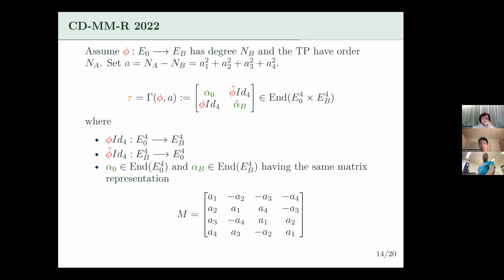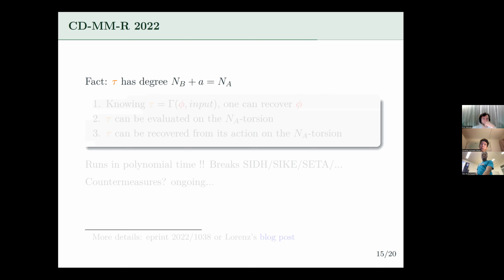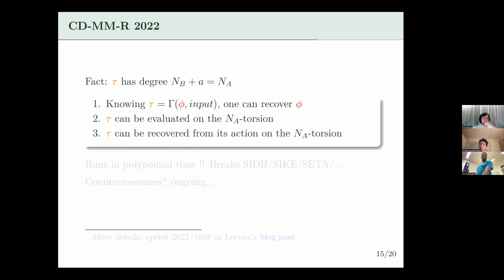Phi and phi dual, you know its action on the NA torsion, so you can also evaluate that diagonal isogeny on the NA torsions. So you can evaluate tau on the NA torsion. So the second point is okay. The third point: tau can be recovered from its action on the NA torsion. Tau has degree NA, so it can be recovered from its action on the NA torsion without any problem. Then, knowing tau, you should be able to recover phi.